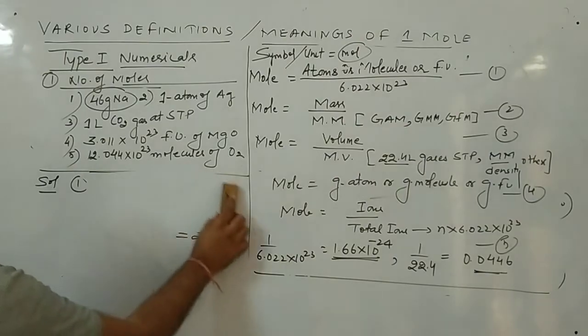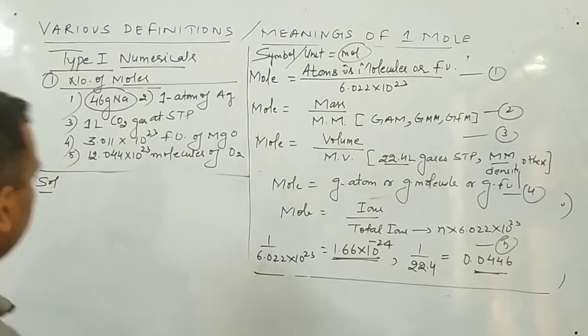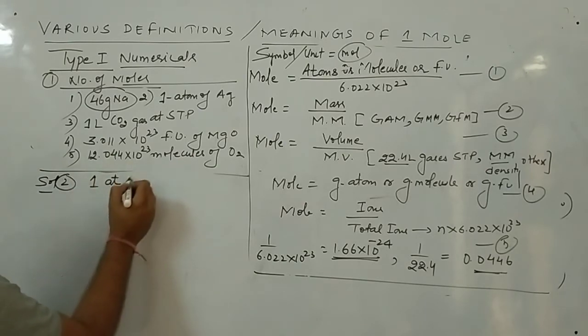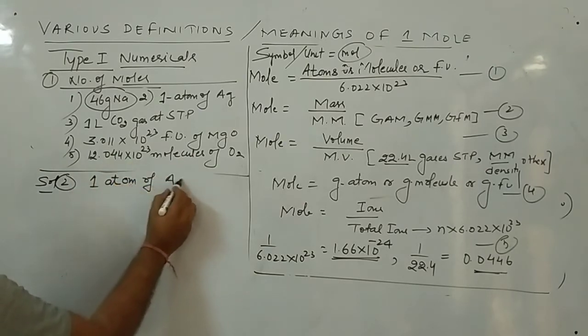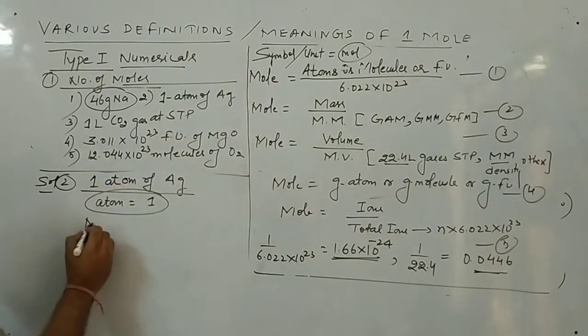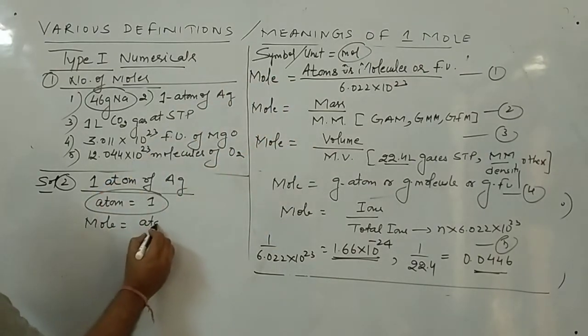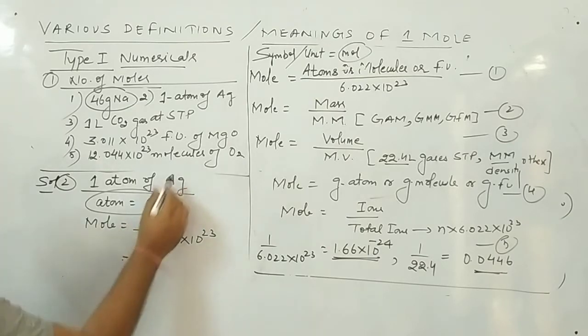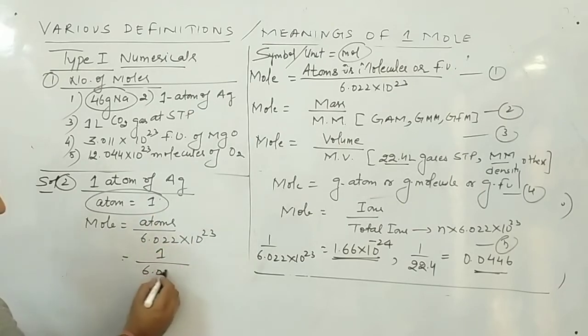First part. चलिए now we'll go to the part number 2. Second is 1 atom of silver. So beta, what is given to you? Atoms. Atom is 1. So the formula is number 1. Mole equal to atoms upon 6.022 × 10^23. Just see how many atoms? 1. Only one atom is given, just put it 1, doesn't make any difference. 1 upon 6.022 × 10^23.